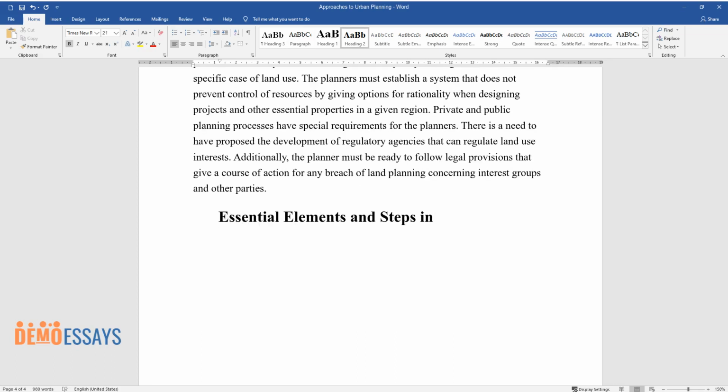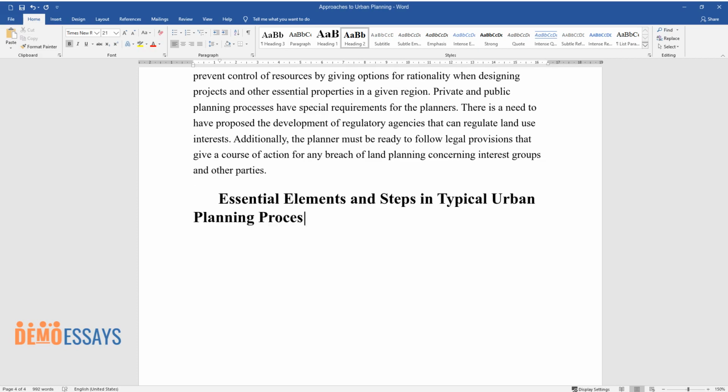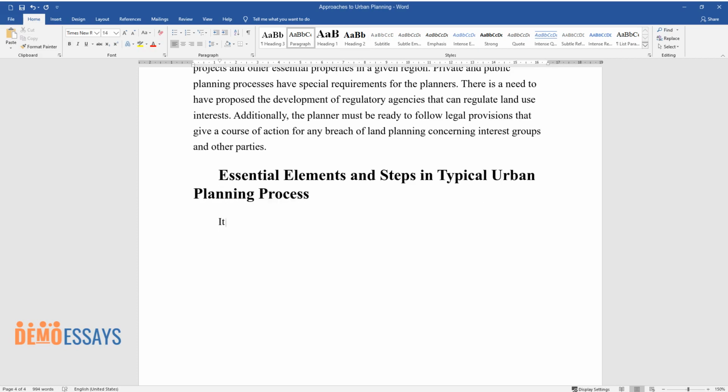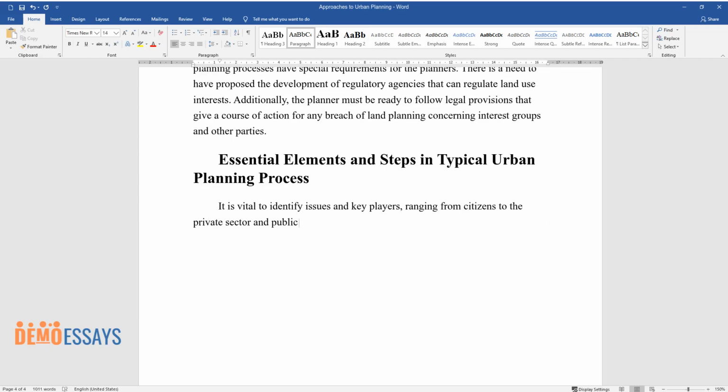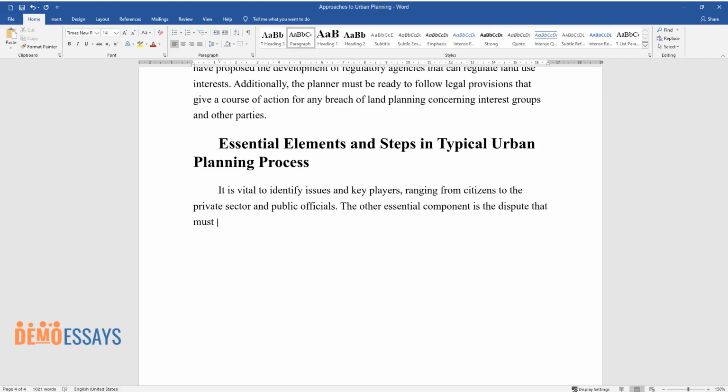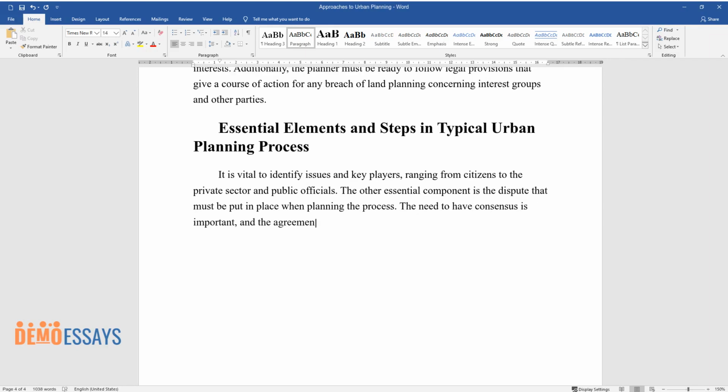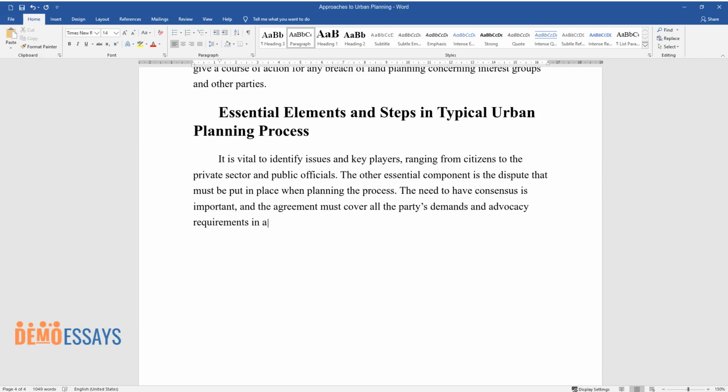Essential elements and steps in typical urban planning process. It is vital to identify issues and key players, ranging from citizens to the private sector and public officials. The other essential component is the dispute that must be put in place when planning the process. The need to have consensus is important, and the agreement must cover all the parties' demands and advocacy requirements in all the U.S. urban designs.